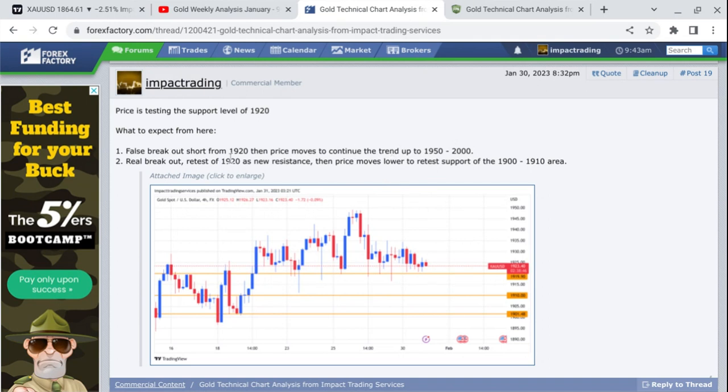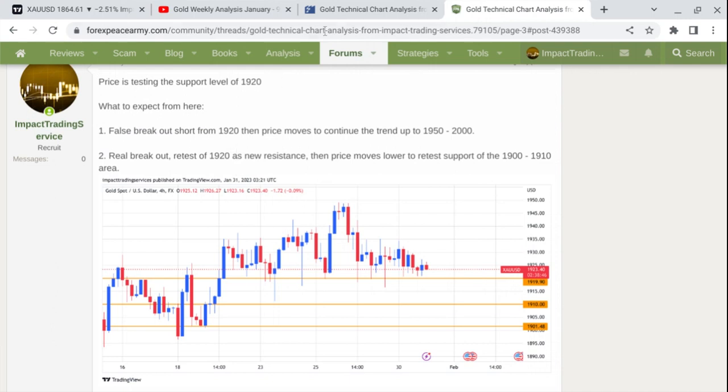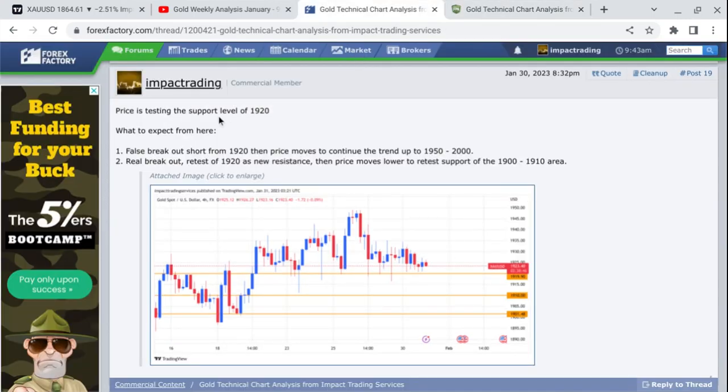At the beginning of the week, we posted in Forex Factory and Forex Peace Army: prices testing the level of 1920, what to expect from here. A false breakout short from 1920, the price continues to trend to 1950 to 2000, or a real breakout and a retest of 1920 as new resistance. Then price moves lower to retest the 1900, 1910 area.